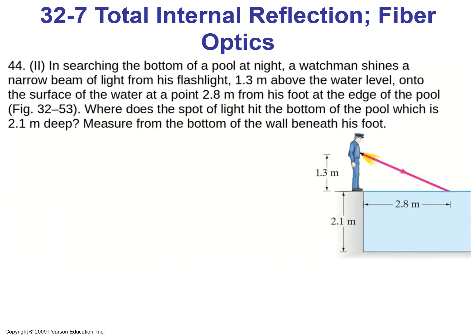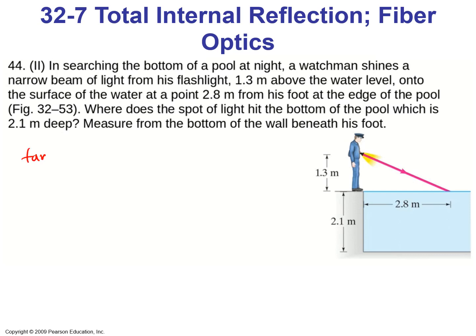As an example, let's go through problem number 44 in the book. In searching the bottom of a pool at night, a watchman shines a narrow beam of light from his flashlight 1.3 meter above the water level onto the surface of the water at a point 2.8 meter from his foot at the edge of the pool, as depicted in this cartoon down here. Where does the spot of light hit the bottom of the pool, which is 2.5 meter deep? Measure from the bottom of the wall beneath his foot.